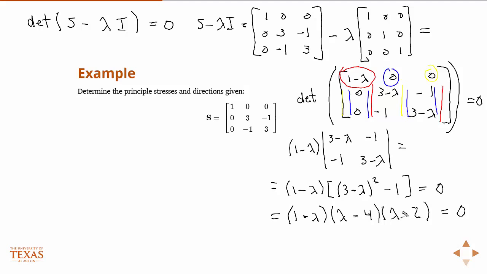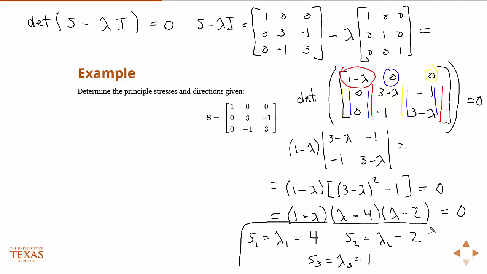So when we're talking about principal stresses, right? So we'll say that S1 equals lambda 1 equals 4. S2 equals lambda 2 equals 2. And S3 equals lambda 3 equals 1. Everybody got that?